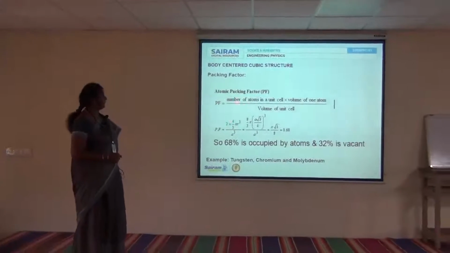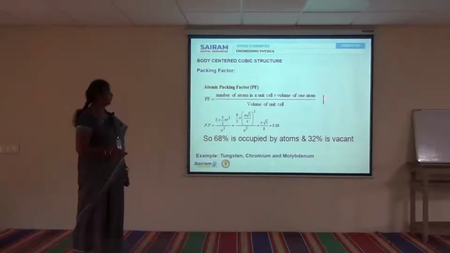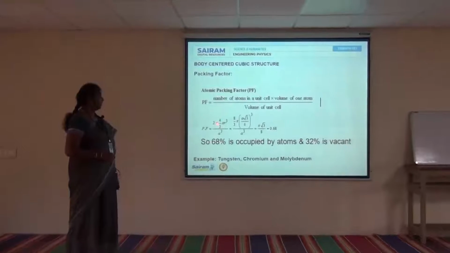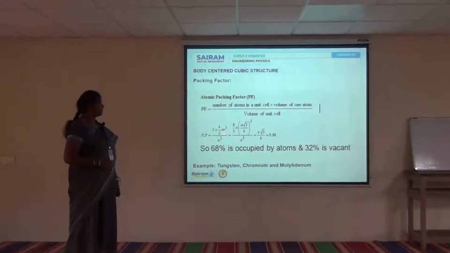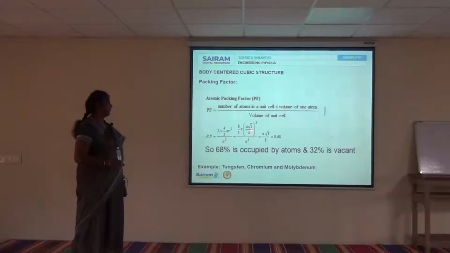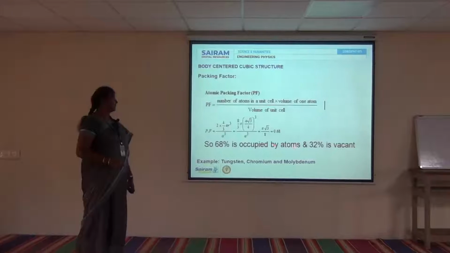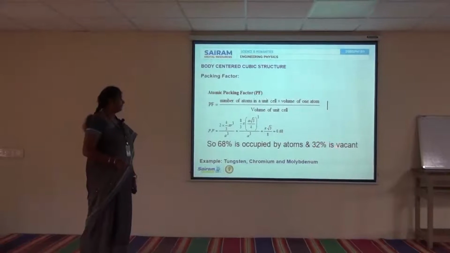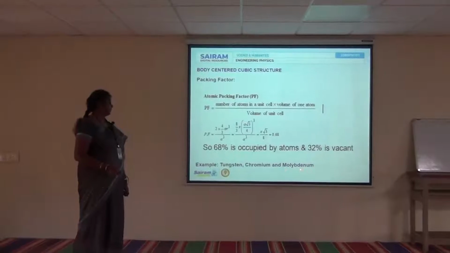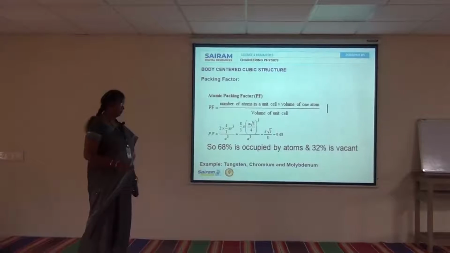And next is packing factor. We know the formula: packing factor is equal to number of atoms in a unit cell into volume of one atom divided by volume of unit cell. Here in BCC, the number of atoms in a unit cell is 2. Volume of an atom is 4 by 3 pi r cube. You know volume of a cube is a cube. R is root 3 A by 4. On solving, we get 0.68. So 68% is occupied by atoms and 32% is vacant. I have given a few examples of the BCC structure: tungsten, chromium and molybdenum.